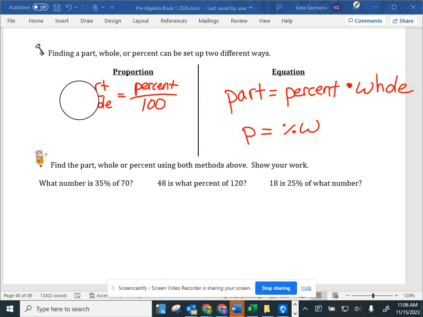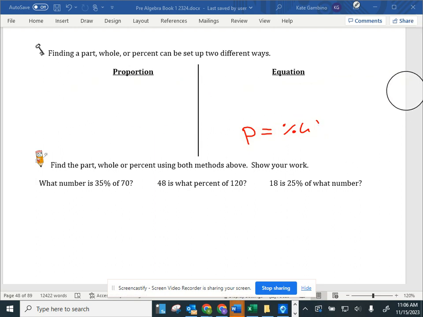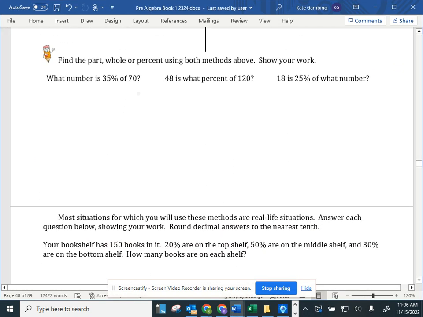So I need to scroll up. You should have this written down. Not sure why we're making goofy noises.